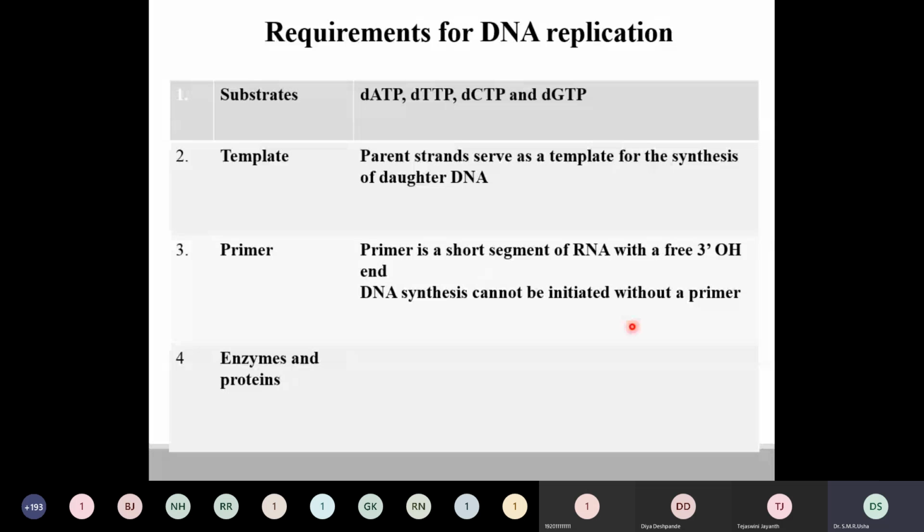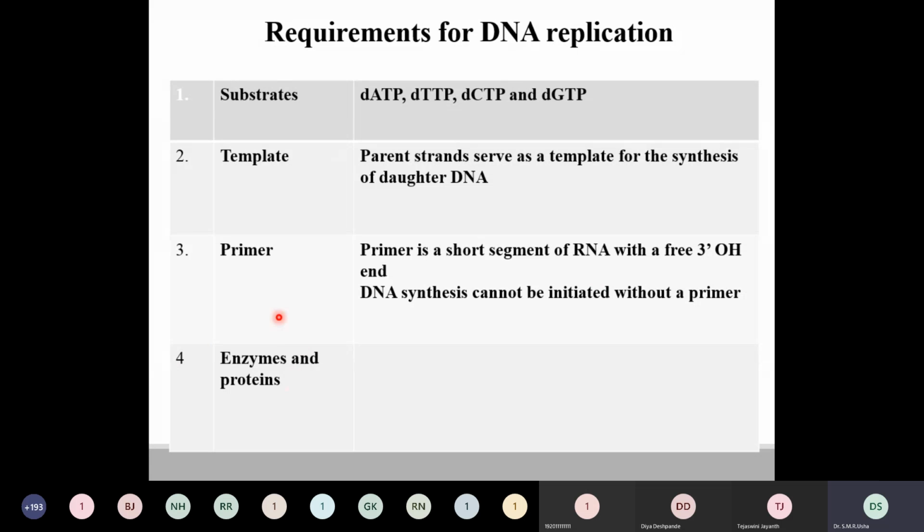They need a small primer, which is comparable to glycogen synthesis. In glycogen synthesis, what happens? Glucose molecules are added to a pre-existing glycogenin molecule. It is like that. So primer is a starter molecule. It has a free 3-hydroxyl end and it's a short segment of RNA. So the polymerizing enzymes add nucleotides to the 3-hydroxyl end.